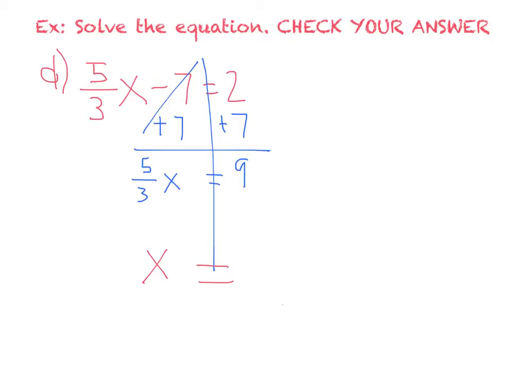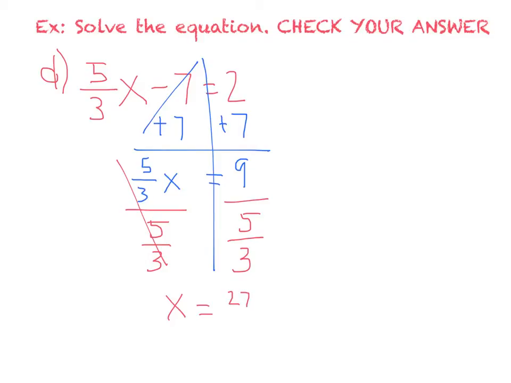What's the opposite of multiplication? It's division. So we're simply going to divide both sides by 5/3. So we'll divide this side by 5/3. We'll divide this side by 5/3. We always want to do it to both sides. And we get x equals 27/5.